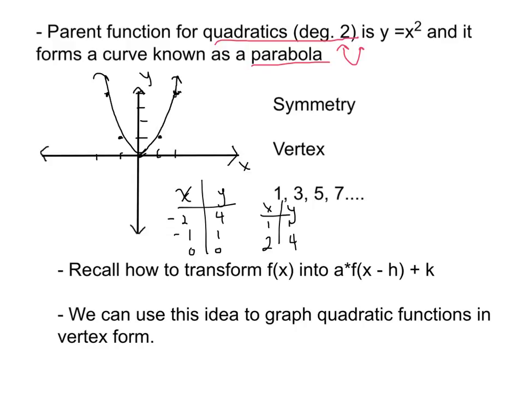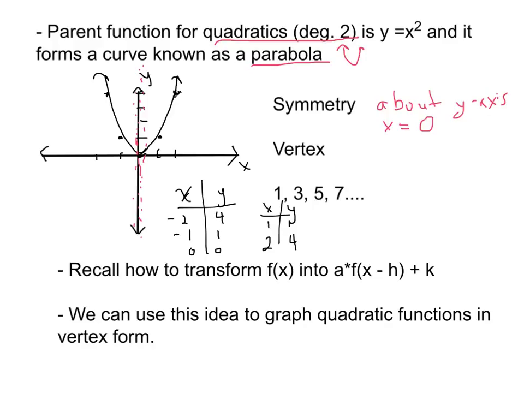I want you to notice a couple properties about this parabola. First is that it's symmetrical. It has symmetry about the y-axis. And the axis of symmetry, if we were to draw it, it would be a dotted line going on the y-axis. Actually the y-axis is the axis of symmetry. And that would be the line x equals 0. So it's symmetric about the y-axis or about the line x equals 0.